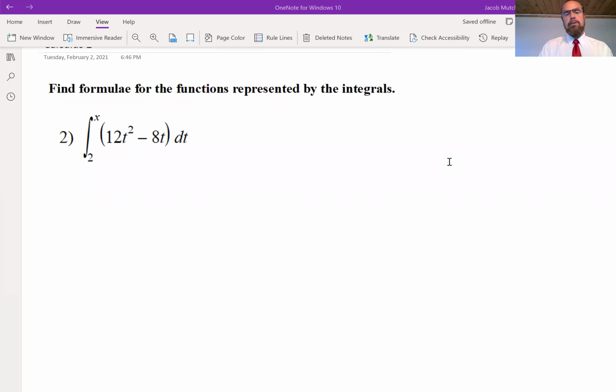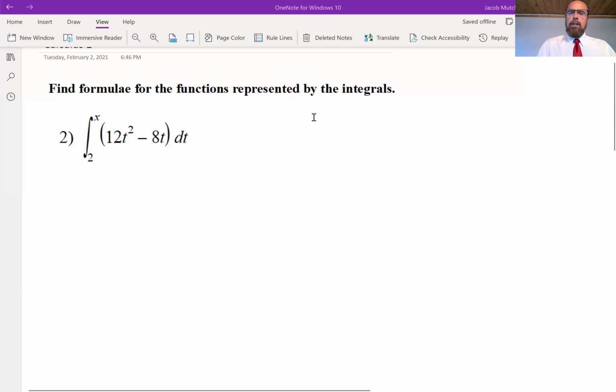Welcome to Calculus. Today we will investigate evaluating integrals using the fundamental theorem of calculus 2. We'll take a look at 3 examples. Our instructions here define formulas for the functions that are represented by these integrals. So looking at example number 2 here, I have the integral from lower limit of integration 2 up to x of 12t squared minus 8t dt.